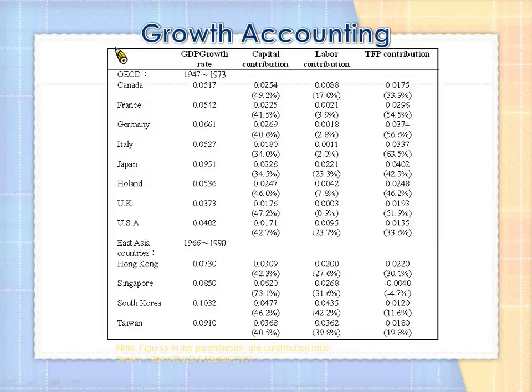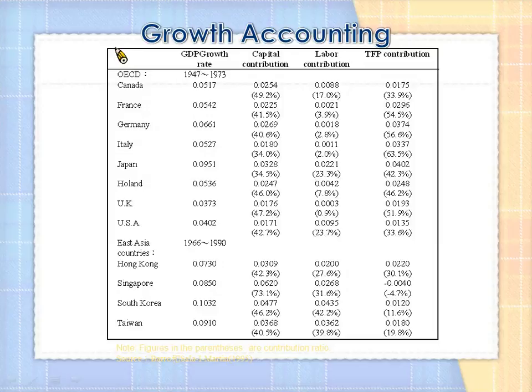So you can make this sharp distinction between OECD countries and East Asian countries. Okay, for OECD countries, they find that growth comes from technological change. For the Asian economies, it is growth through factor accumulation.